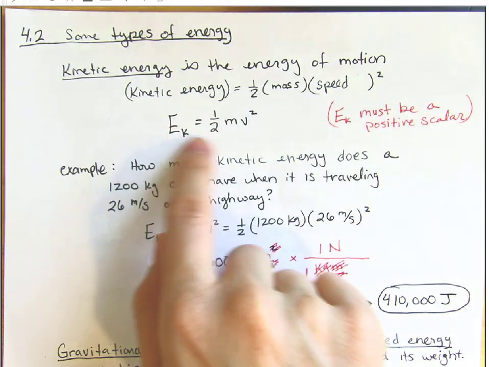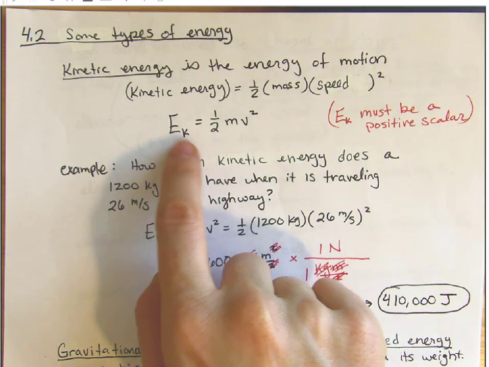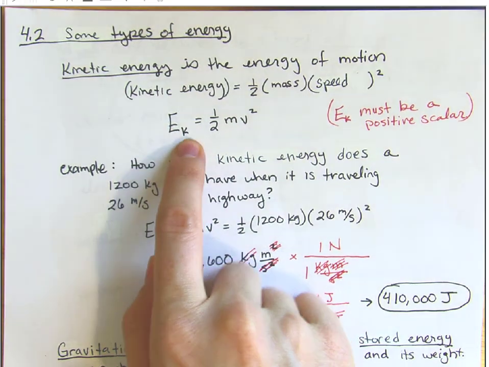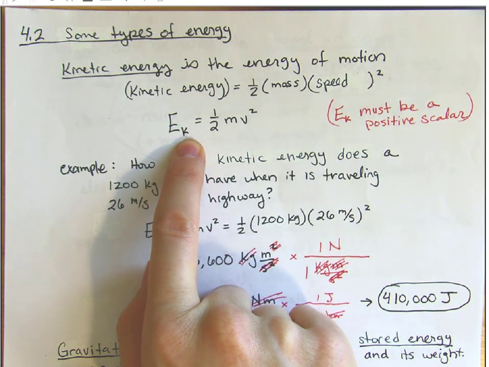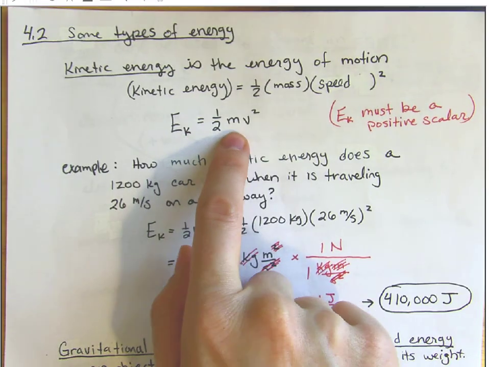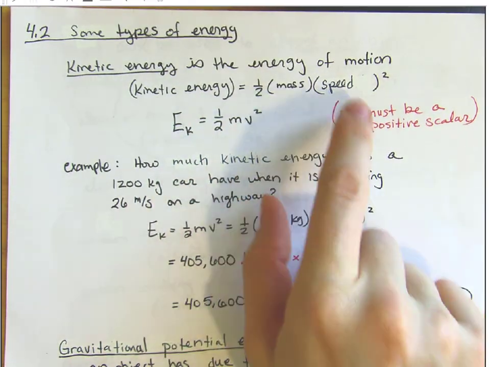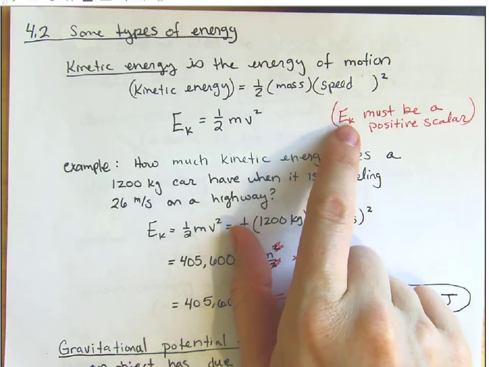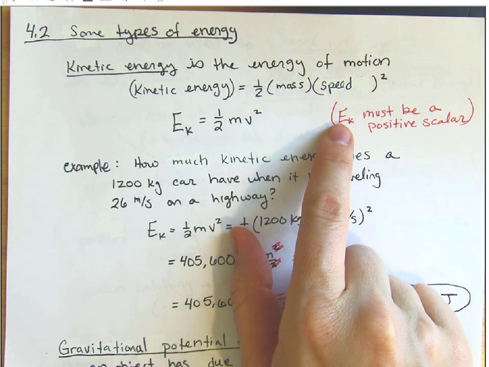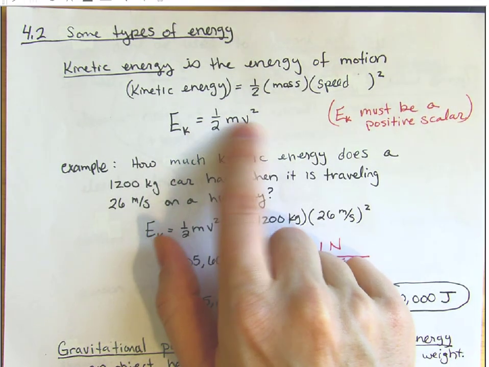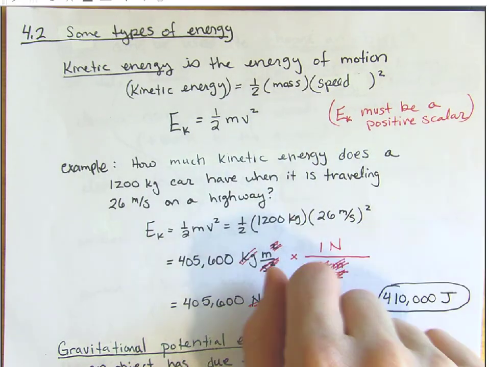There is an abbreviation here where it's EK for energy in the kinetic form or the kinetic type is equal to 1/2 mass times v squared. Just a reminder that the kinetic energy has to be positive because there's no way anything in here can be negative. And it also has to be a scalar, right?